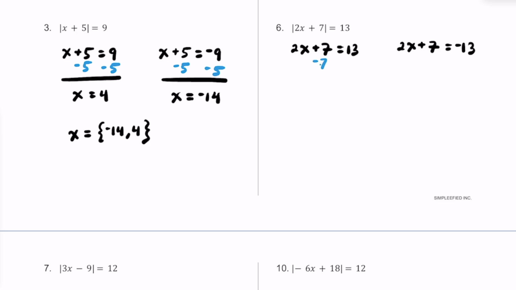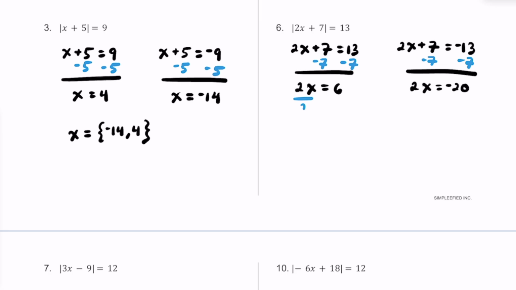So our first POE, or property of equality, is going to be subtracting 7 from both sides. Let's go ahead and do that to both of these equations. If we go ahead and do that, the equation on the left, we're going to get 2x is equal to 6. And for the equation on the right, we're going to get 2x is equal to negative 20.